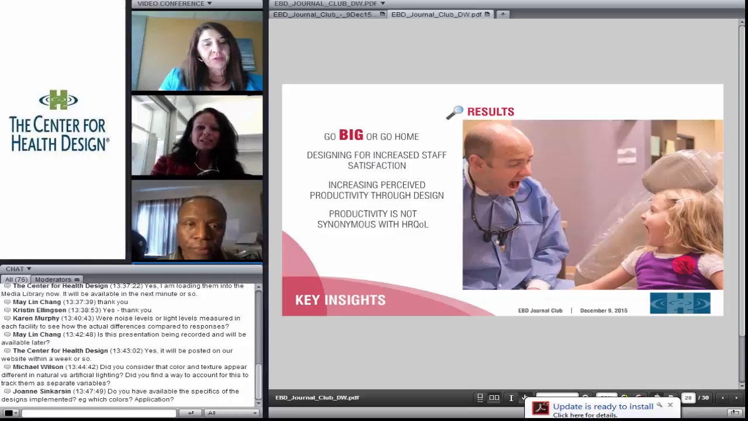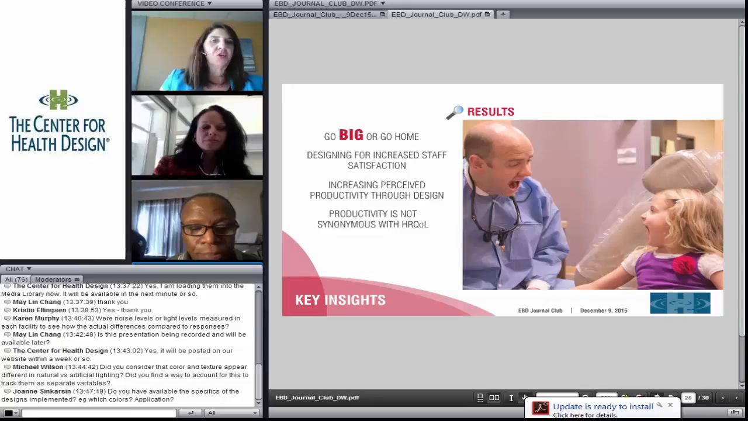Now, we have a question come in real quick asking, did you consider that color and texture appear differently in natural versus artificial lighting? But I suspect you probably weren't able to tease that out of the data, correct? No. And I have to tell you, we would love the opportunity to be able to tease some of that out of this data. We just didn't have the counts.